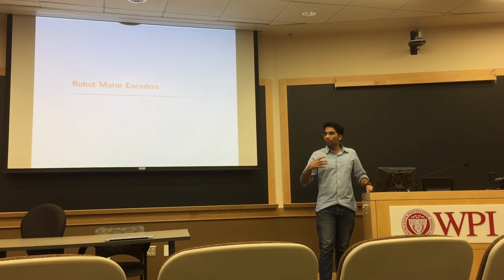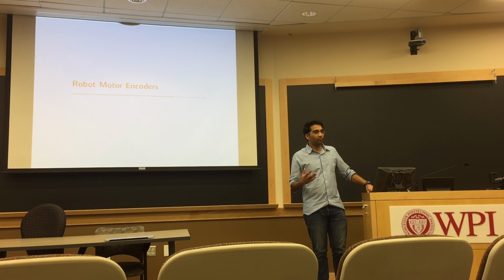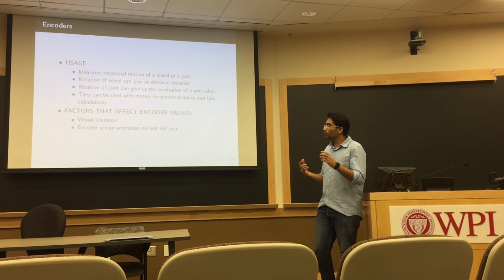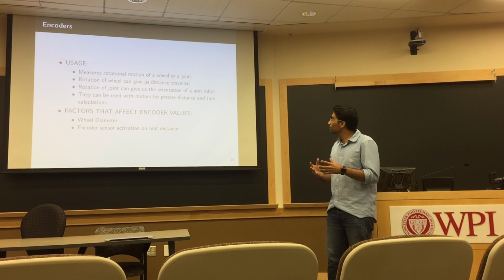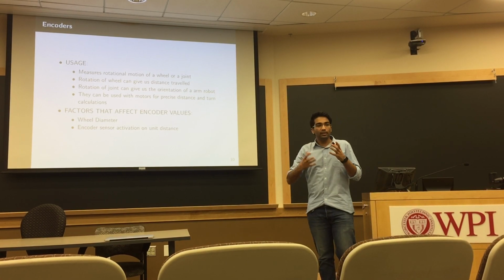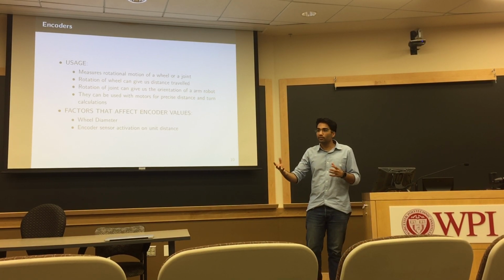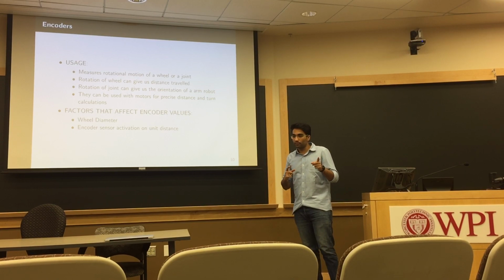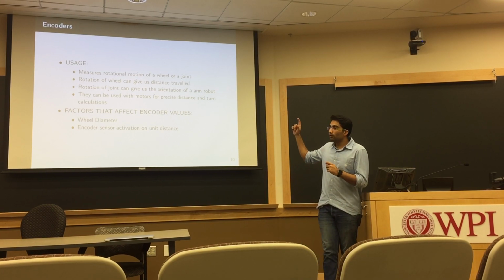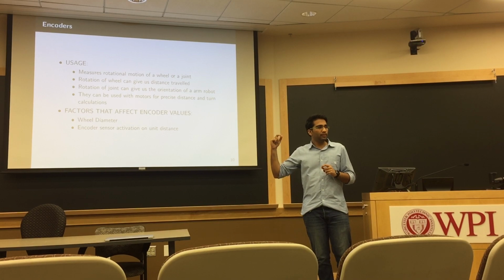Now, let's talk about motor encoders in depth. What are they? They are basically used to measure the rotation of the wheel, right? Rotation of the wheel can give us the distance traveled if we know the circumference of the wheel, correct? Now, rotation of the joint. What do I mean by that?